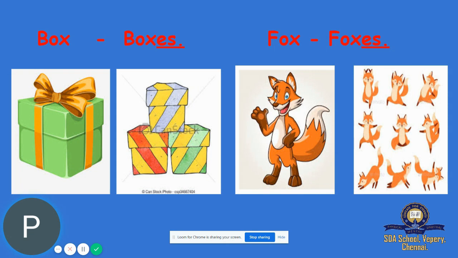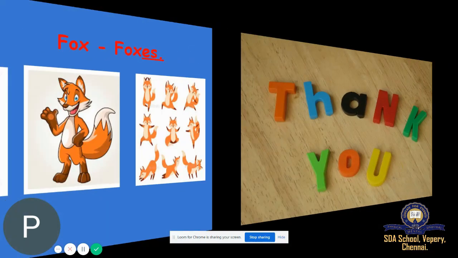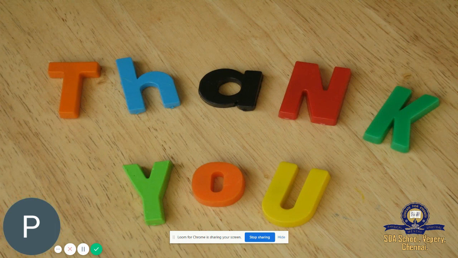In today's class we learnt about how to add es. Then we learnt how to add es when the words are ending with s, double s, sh, ch and x. So today's homework is, I want everyone to match the correct plural form and submit it in the Google Classroom. In our next video, we will learn how to add ies if any one of vowels come before y.